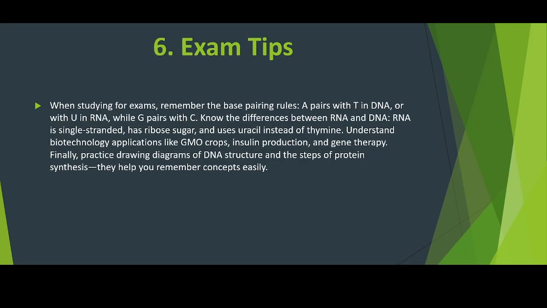When studying for exams, you need to remember the base pairing rules. A pairs with T in DNA or with U in RNA, while G pairs with C. Know the differences between RNA and DNA: RNA is single stranded, it has ribose sugar, and uses uracil instead of thymine. Understand biotechnology applications like crops, insulin production, and gene therapy. Finally, you need to practice drawing the diagrams of DNA structure and the steps of protein synthesis.